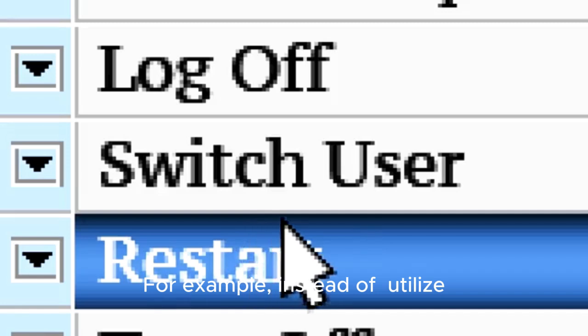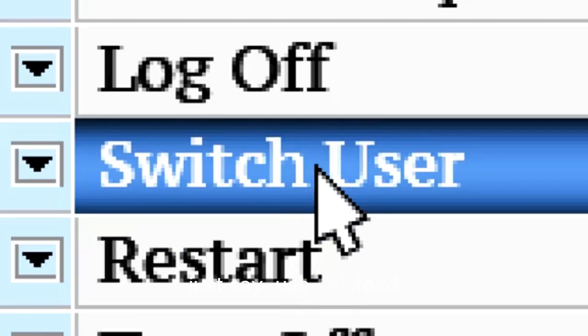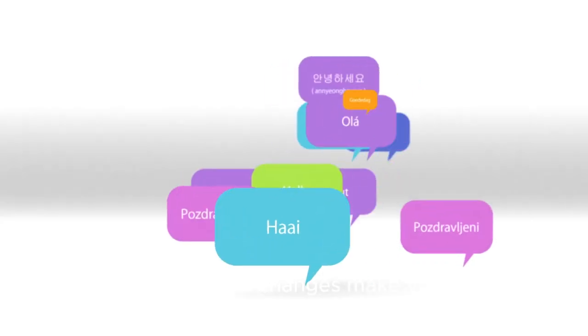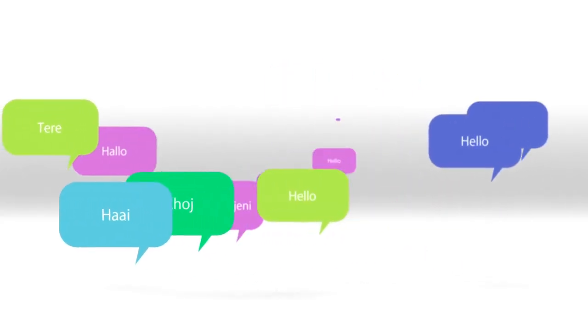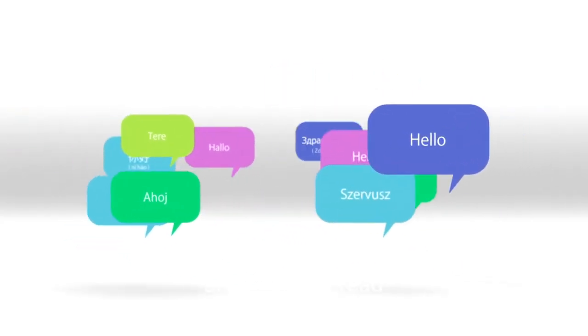For example, instead of utilize, just say use. Instead of in order to, just say to. These small changes make your writing more accessible and easier to read.